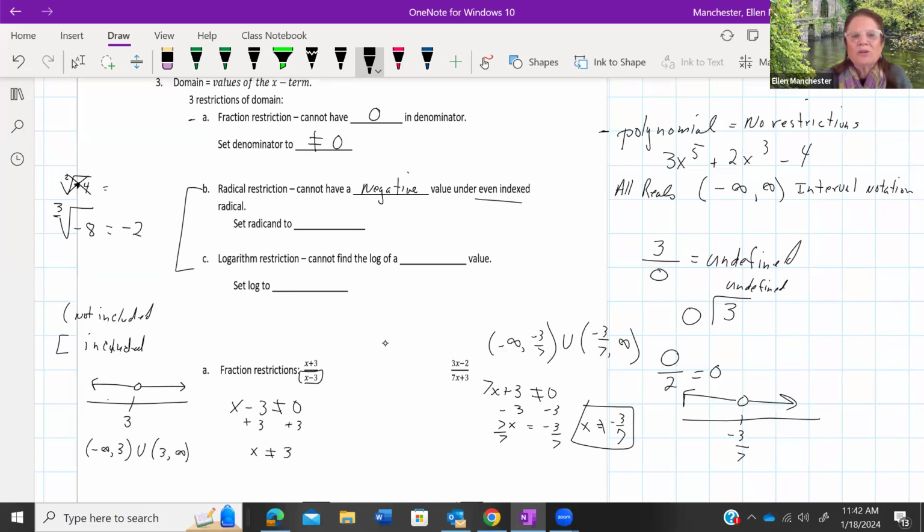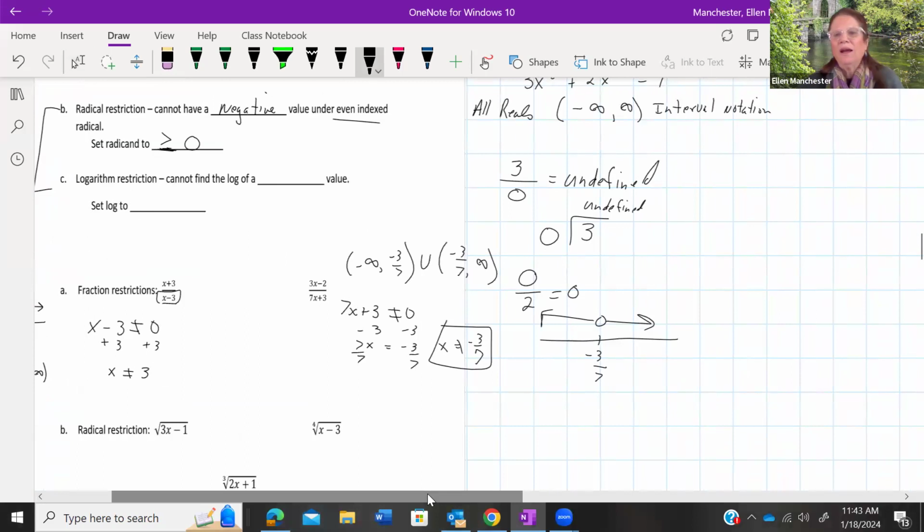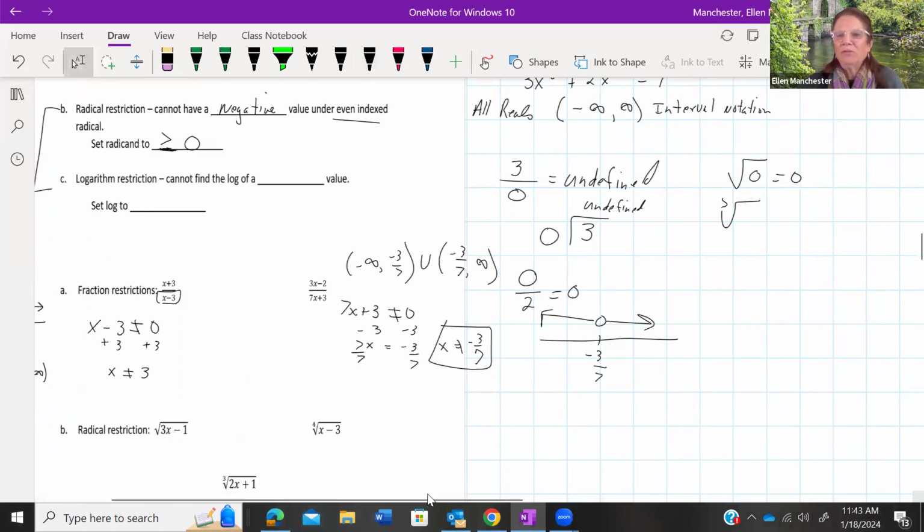So what you're going to do is set your radicand to greater than or equal to 0. So what that means is all the positive values and 0. So I can have the square root of 0. I can have the 5th root of 0. That works. I just can't have a negative underneath.